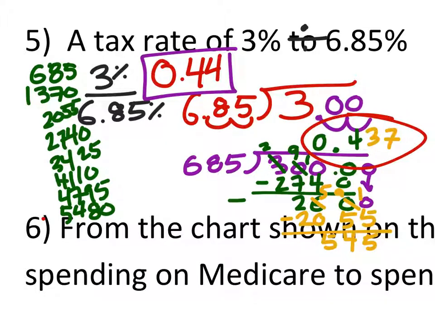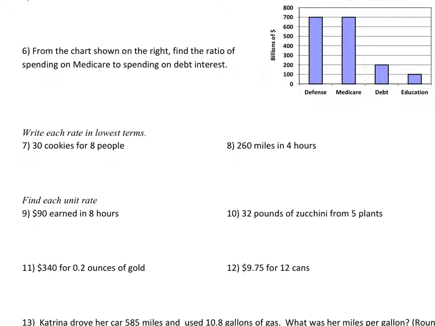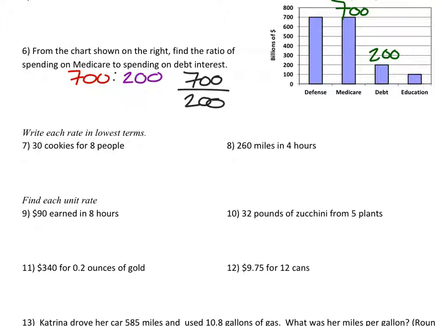Now that did get a little sloppy. From the chart shown on the right, find the ratio of spending on Medicare to spending on debt interest. All right. Yeah, very good. So Medicare there is at 700 billions of dollars. That's a big number. And debt there is at 200. It told us that it wanted Medicare to spending, so Medicare is at 700 to the spending, which is at 200. So if we wrote this as a fraction, we should get 700 over 200. Now the nice thing about this one is when we're dividing numbers with hundreds or tens, we can just cross these out and we have 7 over 2, right?